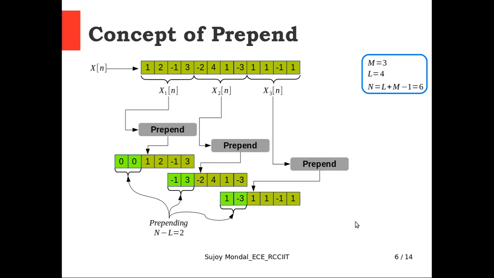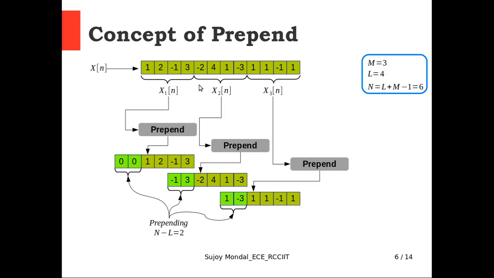Now let's see the concept of the prepending operation in case of this method. Let's say we have the same sequence x of n, a 12 length sequence, and we consider capital L equals 4. So we have divided the complete data into three smaller frames, x1, x2, x3. Each frame contains 4 samples.